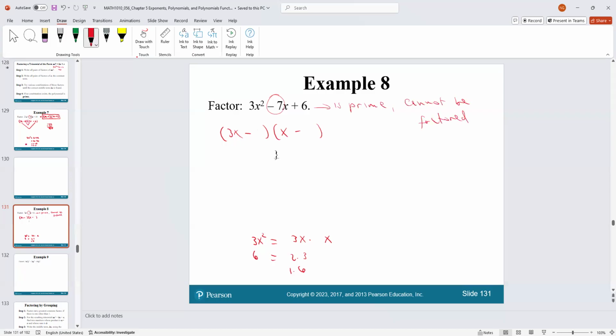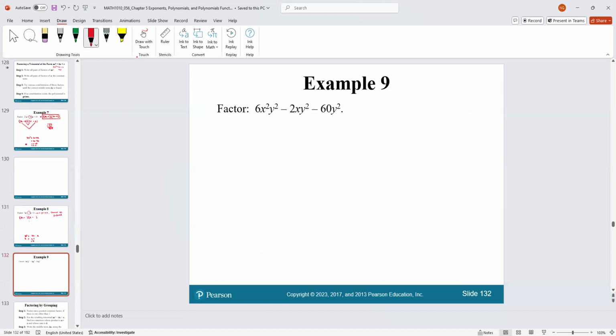Not all the time do you have something that can be factored. We have some other techniques we can use. For example, here, look at that. We're looking at, let's say, 6x squared y squared. How can we rewrite 6x squared y squared?